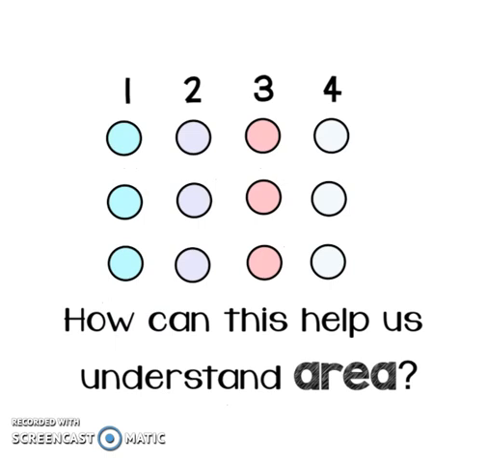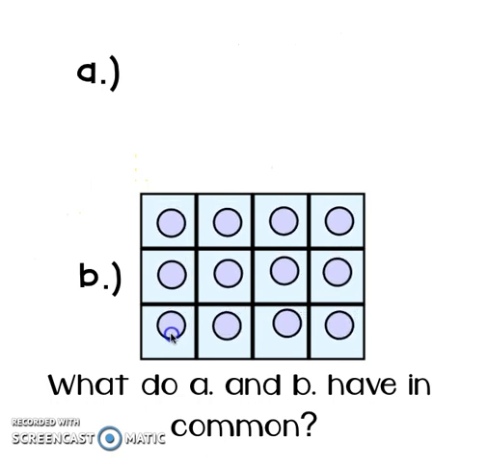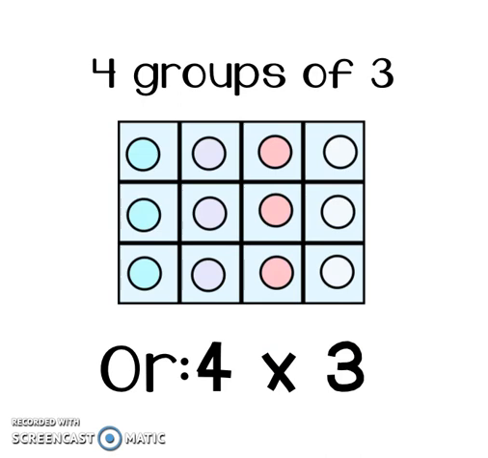So how can this help us understand area? Look at A and B. What do they have in common? Both A and B are 4 groups of 3, or 4 times 3, which means they each have 12. A has 12 dots and B has 12 squares. We can look at both A and B as arrays and use multiplication to solve them quickly rather than counting all 12 dots or squares.